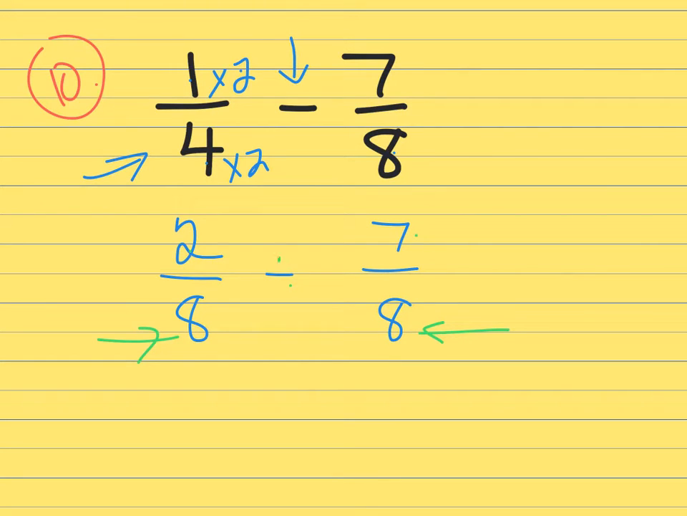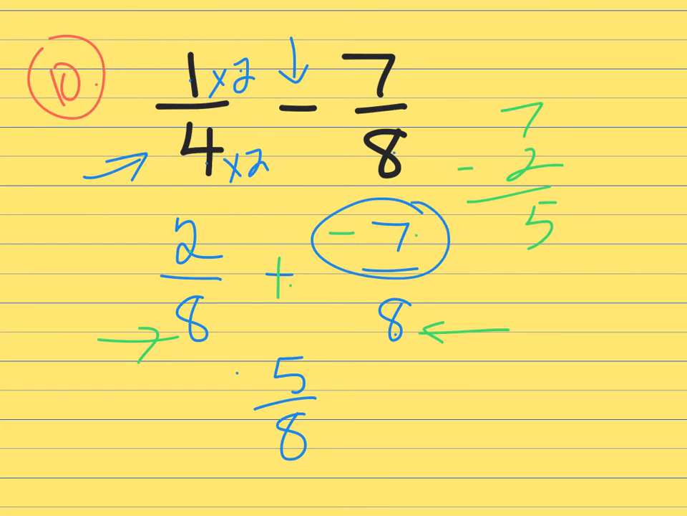So I'm going to add the opposite. So now I have a negative 7 and a positive 2, which would still subtract those. 7 minus 2 is 5. So the difference between 2 and 7 there is 5. The 8 stays on the bottom. It's going to be a negative 5 because there's more value to the 7. So negative 5/8 is the final answer.